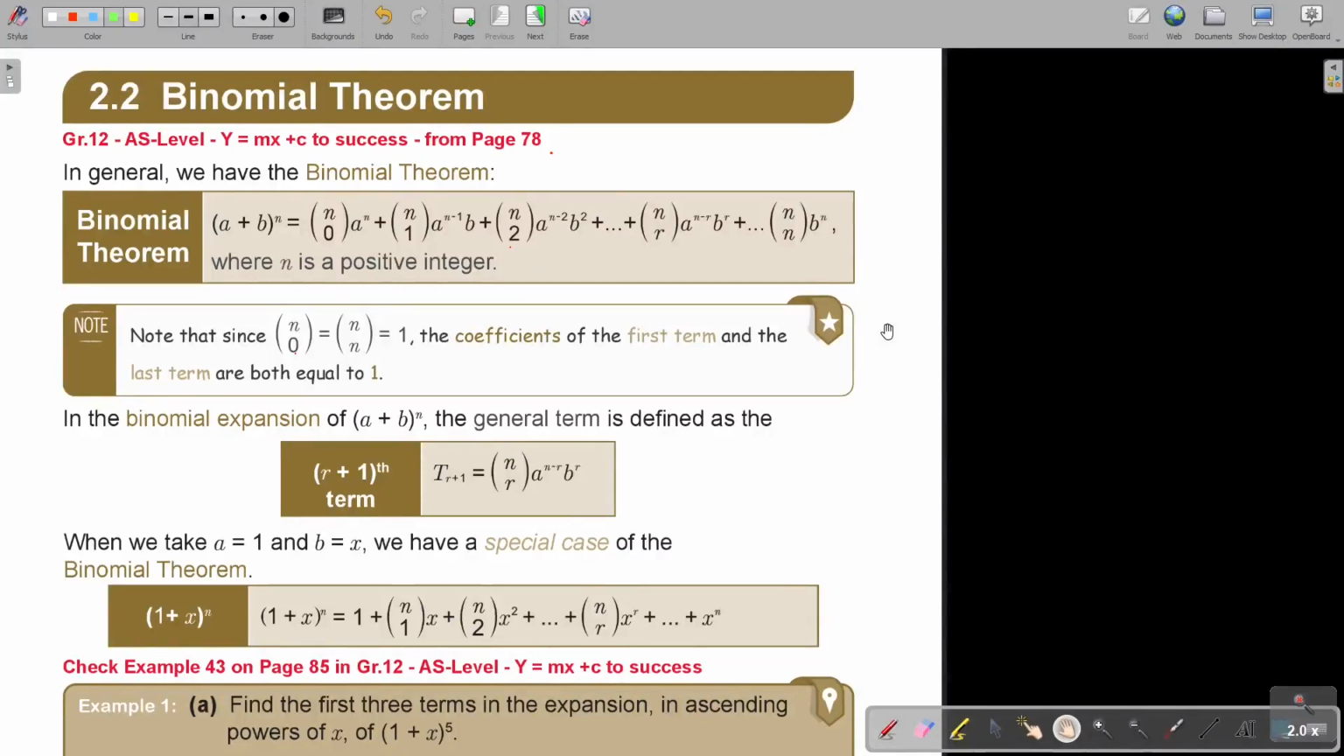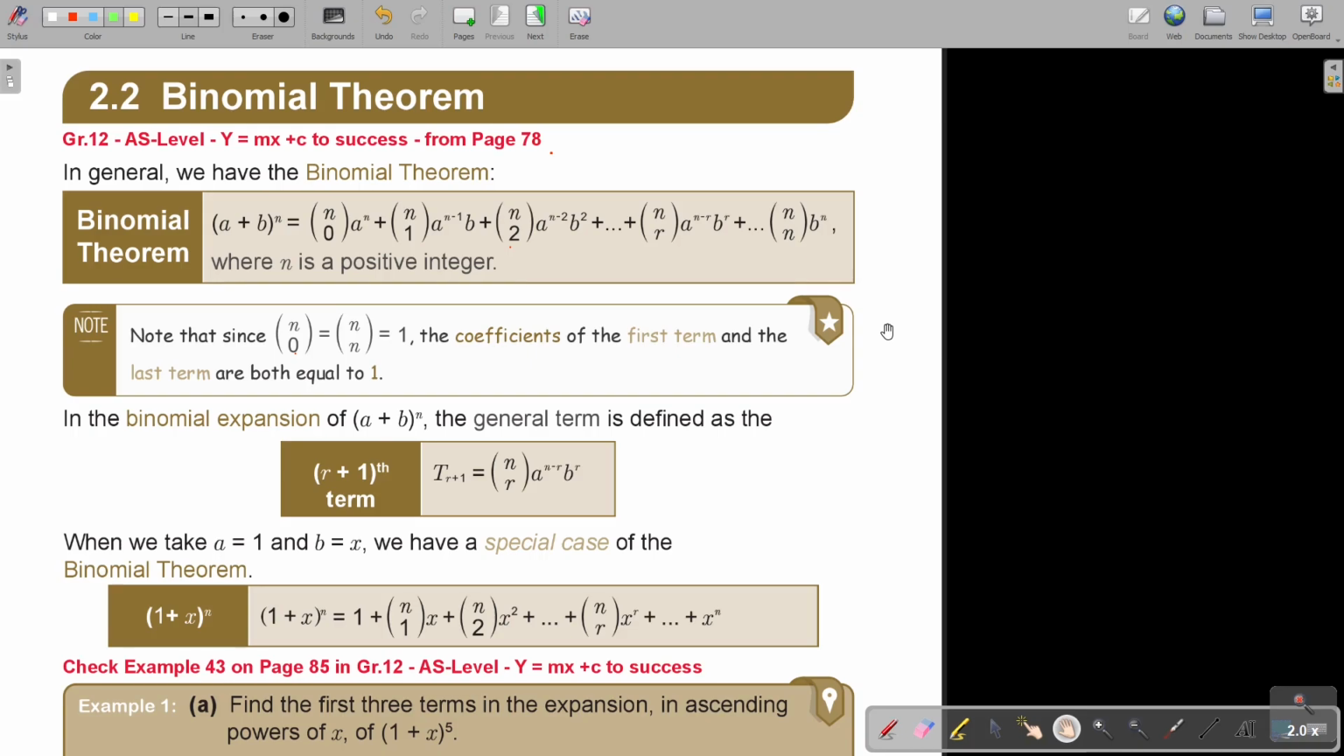A-Level. Binomial theorem. Exam preparation examples, part 1. You will find this in the Mathematics Grade 12 AS-Level textbook, Y equals mx plus c to success, from page 78.